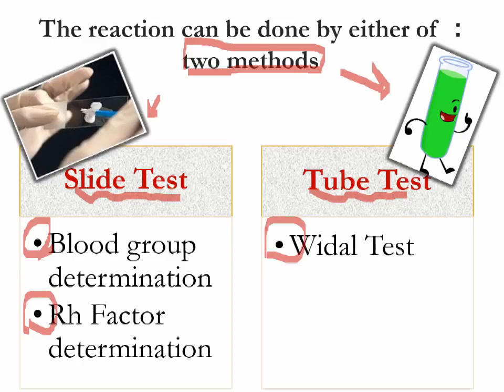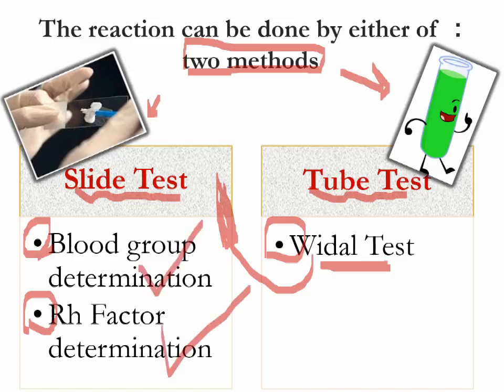For your information, the Vidal test could also be performed on a slide. If you performed the Vidal test on a slide, it will be for the qualitative determination. But if you performed it in a test tube, it will be for the quantitative determination. And we're going to talk about the Vidal test next week. For today, we're going to talk about the blood group determination and the Rh factor determination performed on a slide.